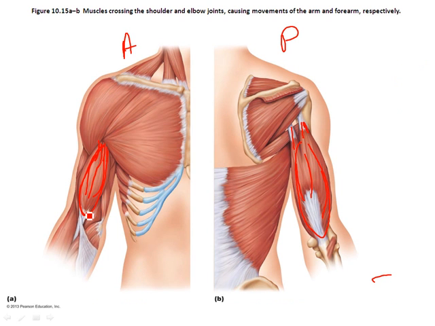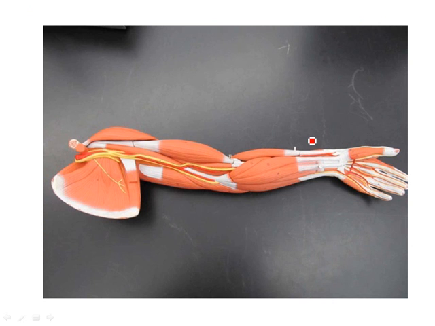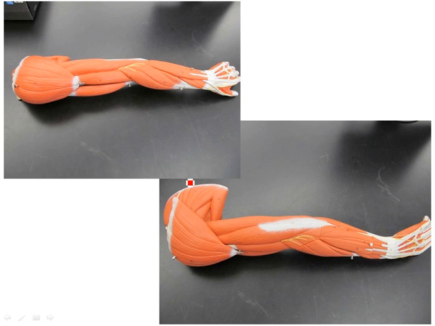Here's your biceps brachii, and here's your triceps brachii. On this model, here's your deltoid. This is the biceps here, and this is your triceps. And on this model, here's your deltoid, and here is your triceps. So what do they do? The biceps flexes, bringing your forearm closer to your shoulder, and your triceps extends the arm.